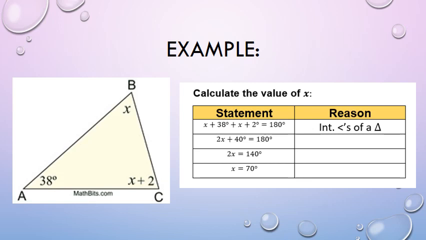Now, you use the equations that we've learned previous to the geometry to solve for x. So on the left-hand side, you want to simplify that. So x plus x is 2x, and 38 plus 2 is 40. When you throw that 40 over, you do the inverse of plus 40, you minus 40 on the other side. You are left with 2x is equal to 140. And then if you divide both sides by 2 to get x alone, you get x is 70 degrees.